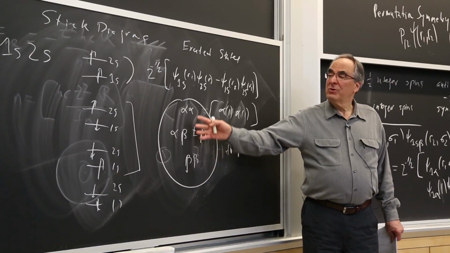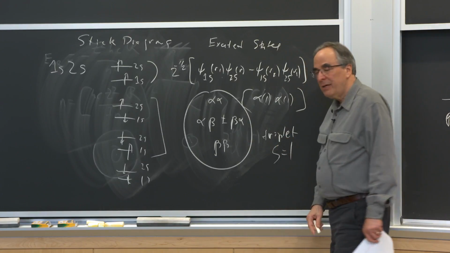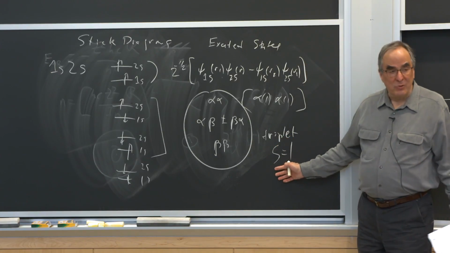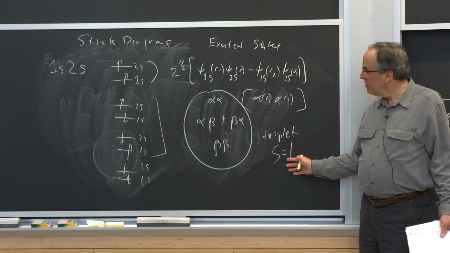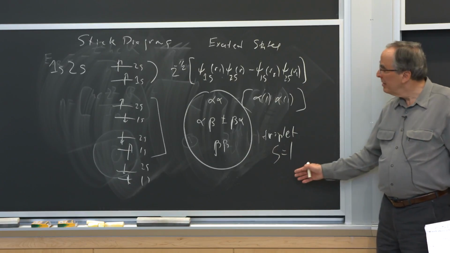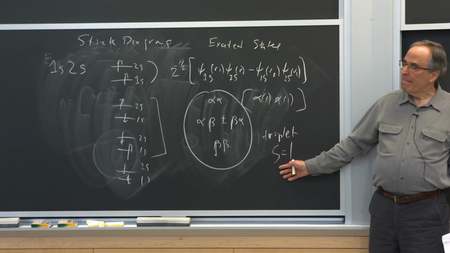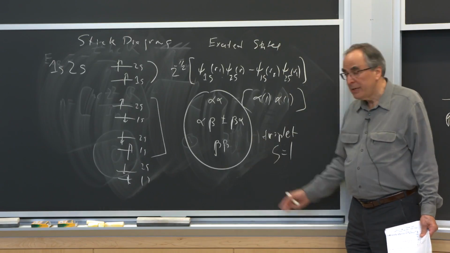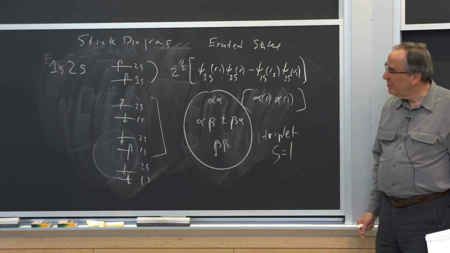And since we're talking about spins, this triplet corresponds to S equals 1. You can use S equals 1 and creation and annihilation operators, or raising and lowering operators, to show that these are, in fact, the three eigenstates of S sub z. So we call it a triplet because there are three of them, and it also corresponds to S equals 1.